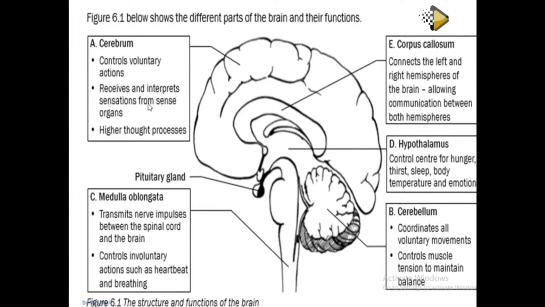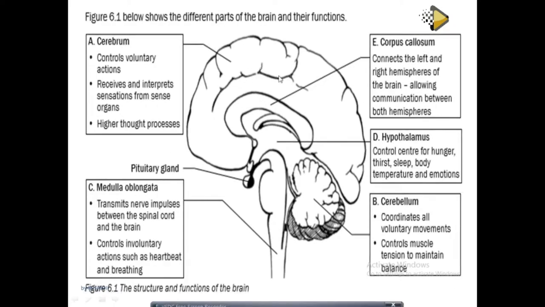Then number two is receives and interprets sensation from the organs. When you talk about sensation, we are talking about the senses, like to see. Sight is a sense, smell is a sense, touch is a sense. All those senses are being controlled by the cerebrum.